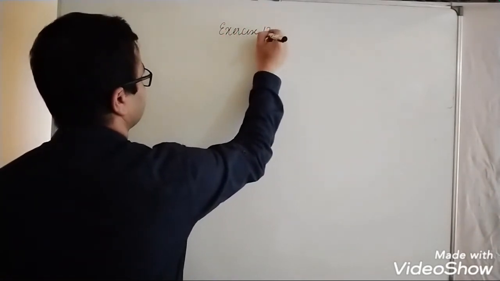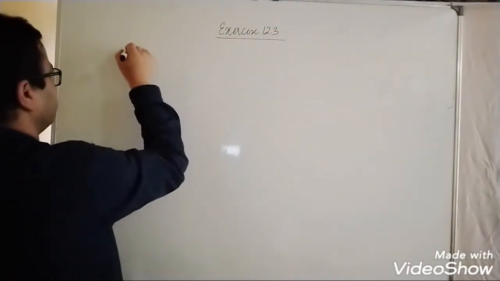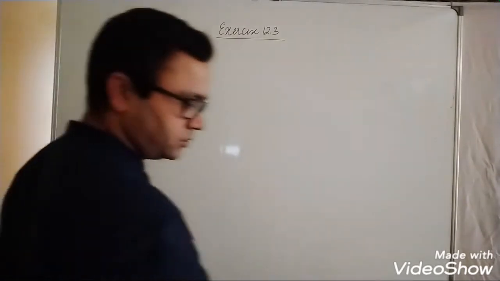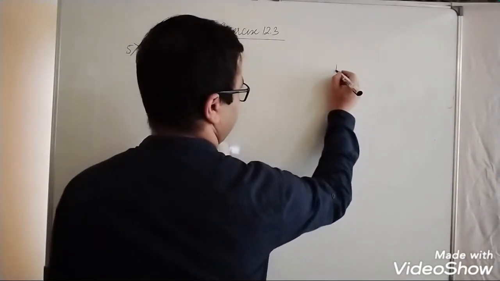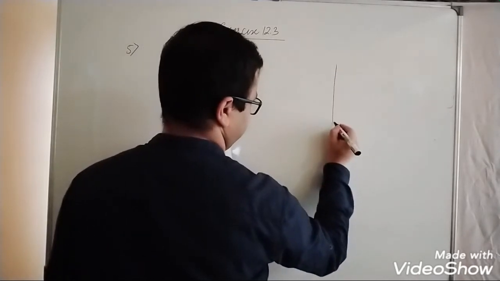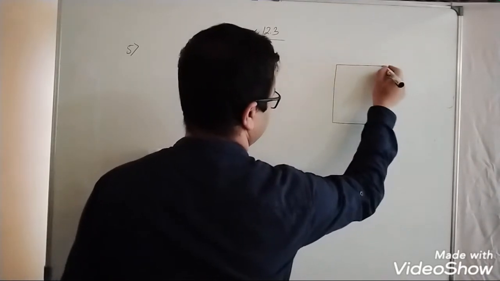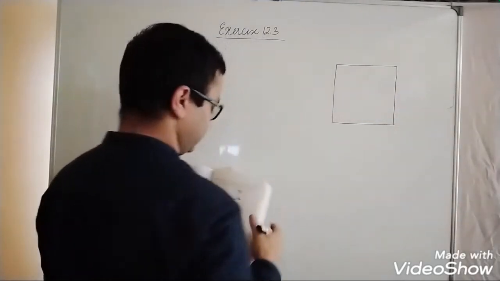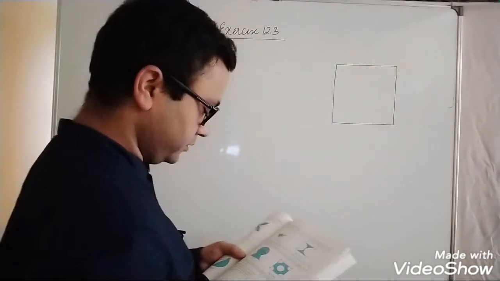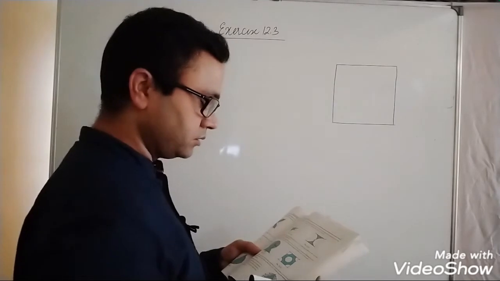Exercise 12.3, question number 5. In question number 5, there is a square of side 4 centimeter. From each corner of the square of side 4 centimeter, a quadrant of a circle of radius 1 centimeter is cut.